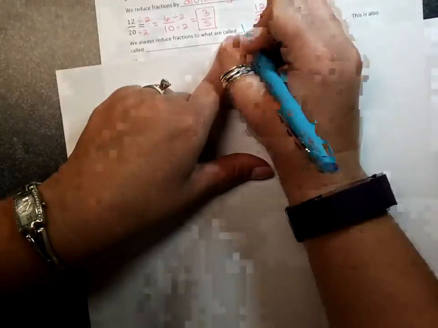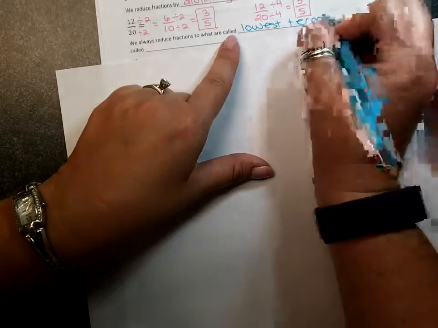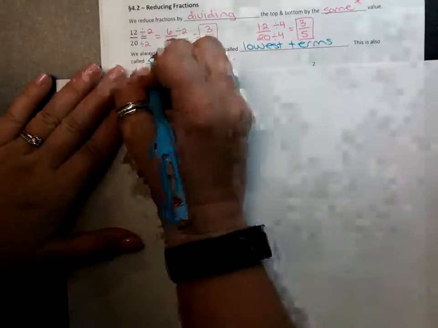So we always reduce fractions to what are called lowest terms. You'll see that phrase in your homework, lowest terms. This is also called simplifying.